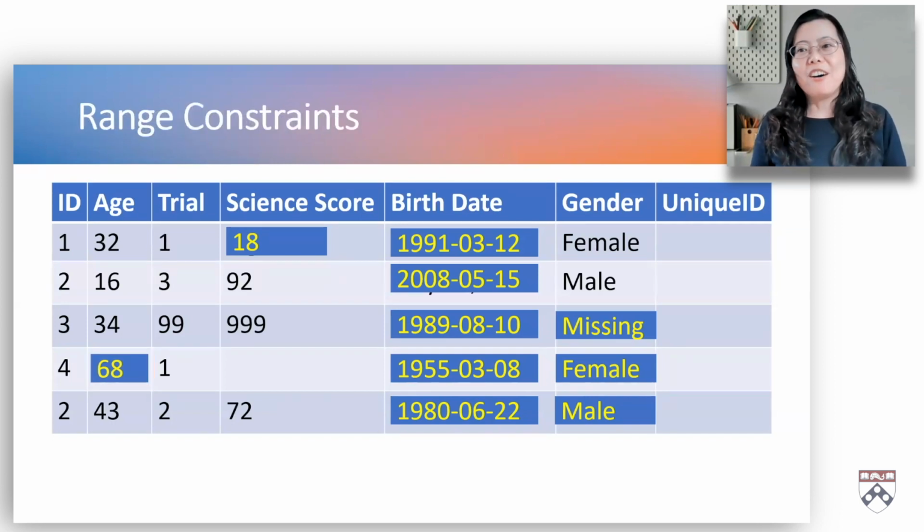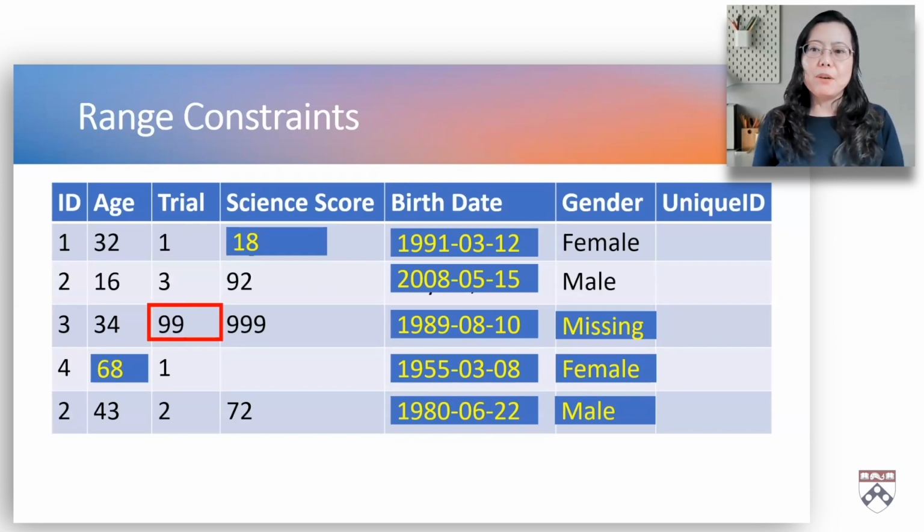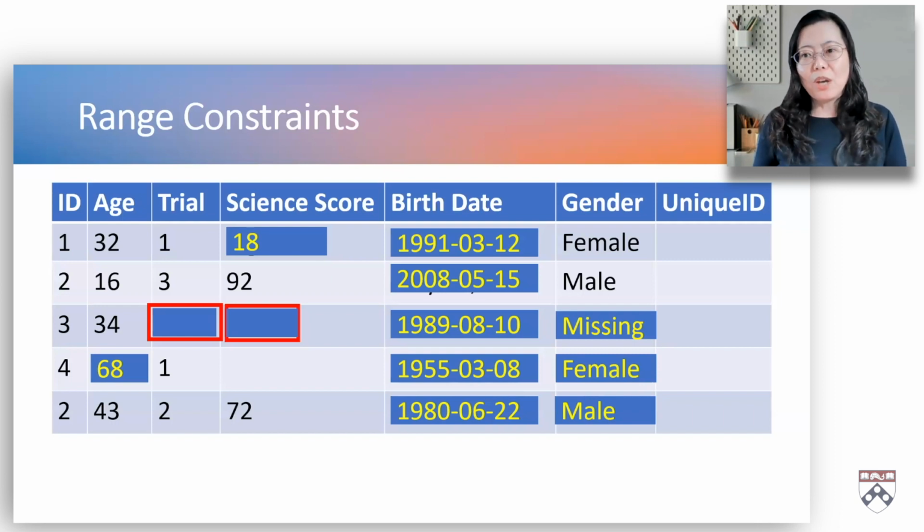Similarly, the variable trial has a value of 99, which is inaccurate for a maximum of 3 trials. Additionally, the science score has a value of 999. While it's common to use 99 or 999 to indicate missing values, these scores should not be used to replace missing values. I choose to leave them blank. This choice is intentional because I plan to use imputation methods to handle missing values in the dataset.